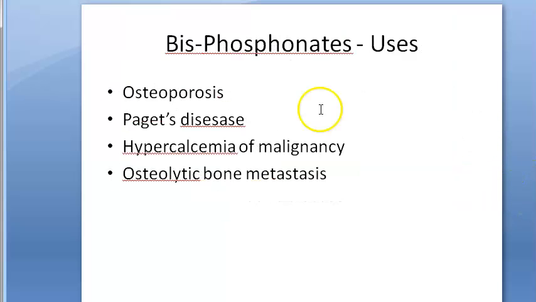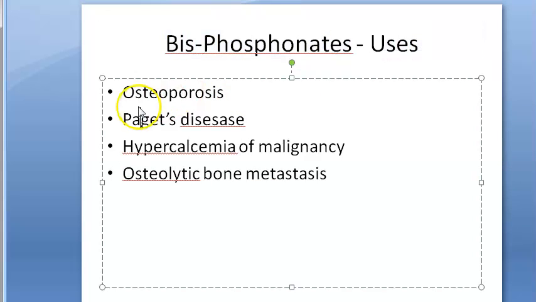So overall, why do you use bisphosphonates? You use bisphosphonates to treat osteoporosis, to treat Paget's disease, to treat hypercalcemia, we already told you that, and to treat any osteolytic bone metastasis, because we don't want the bone to become broken. We don't want osteolysis. So we will give this to protect the bone.